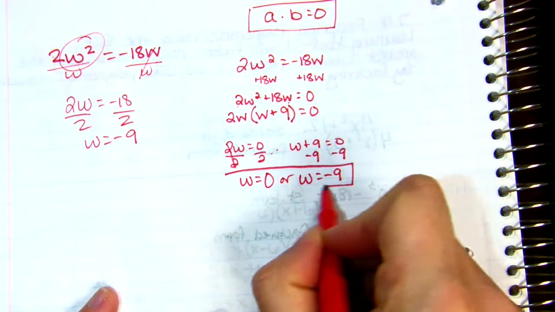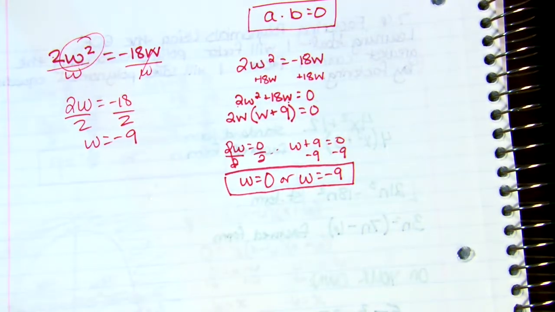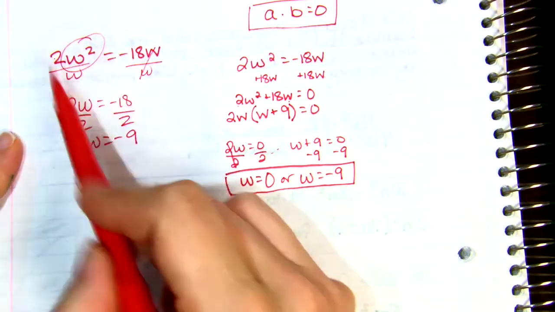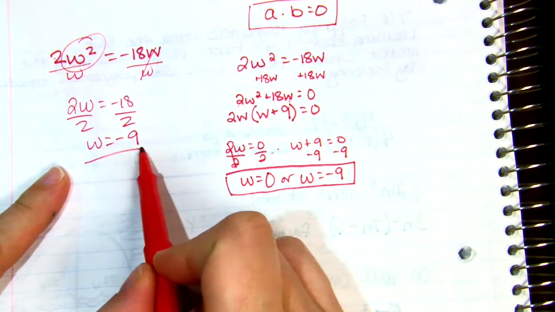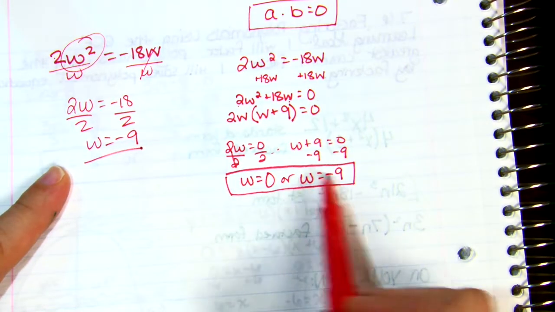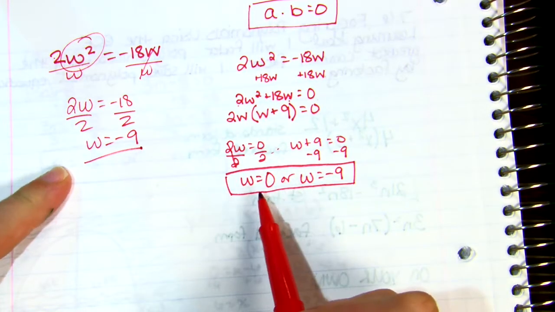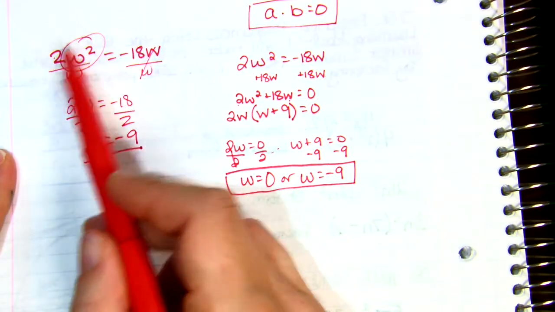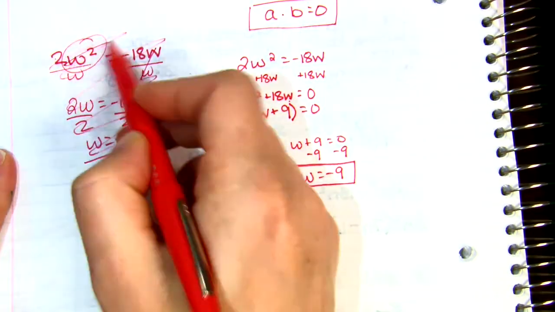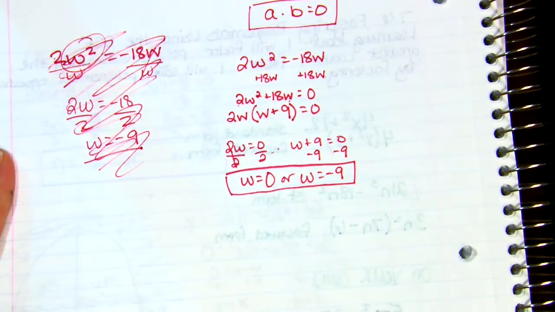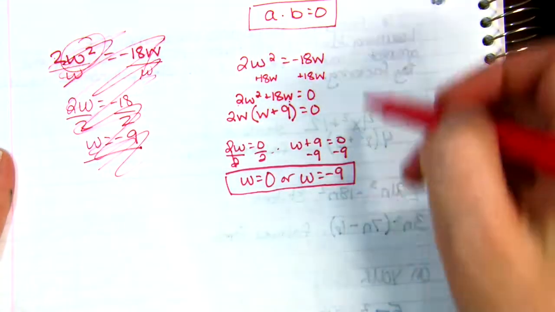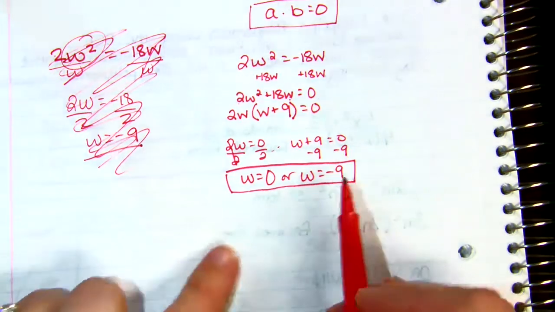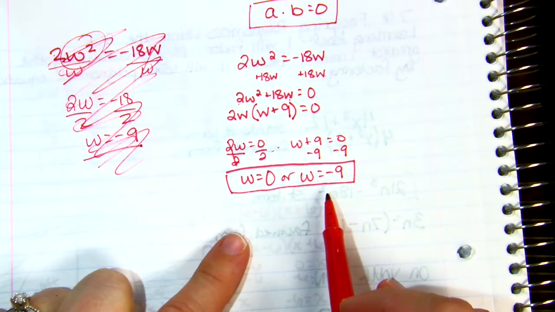So those are my roots of the equation, or my solutions. Notice when we did it the other way, I got w equals negative 9. Well, that's one of my answers, but I didn't get w equals 0, so I only got half of the answer. That's why we're not going to use that method. This is bad. Don't just try to solve it like you solved in 7th grade. You have to factor and use the zero product property to get both possible answers.